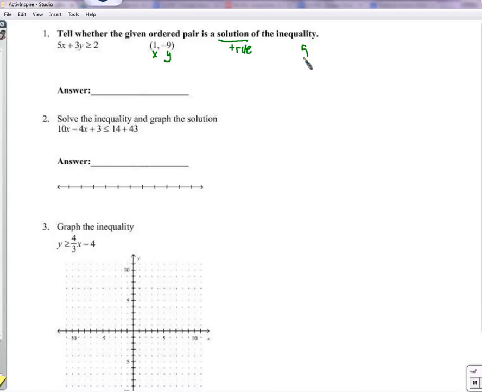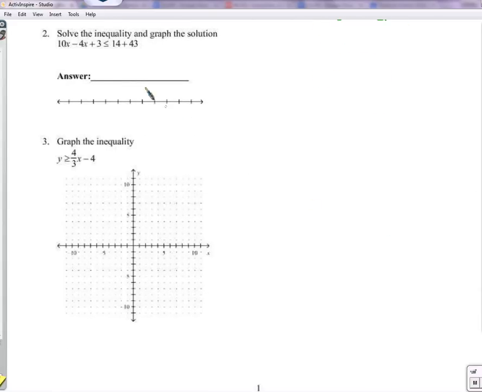We're just going to plug in those values for x and y. If x were 1 and y were negative 9, would this be true? Would this side be greater than 2? We've got 5 minus 27. Is that greater than 2? No, 5 minus 27 is negative 22. And that's not greater than, and it's not equal to 2. So we're going to say no. Is it a solution? No, it's not.